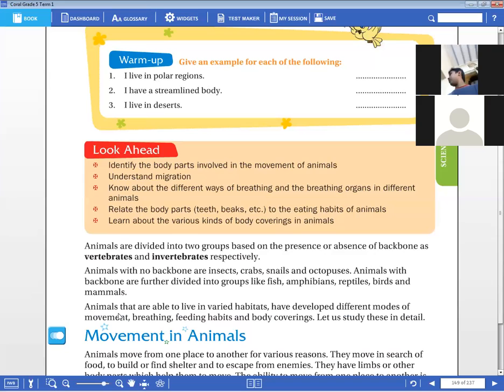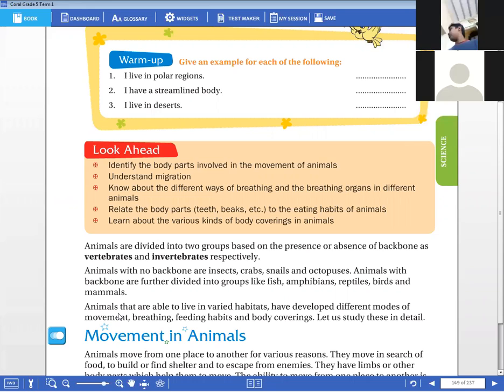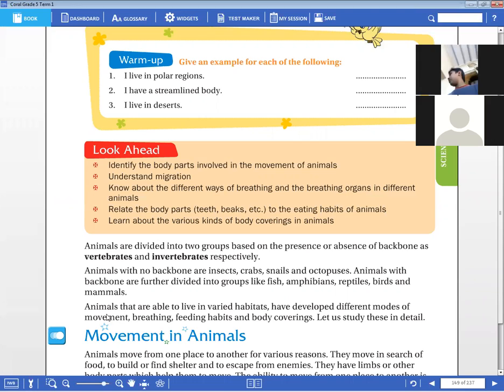These are some of the hard words which I found in this lesson, children, or you can write movements, breathing, feeding, coverings. These are the few hard words which we found in this lesson till now. We completed till now, children.